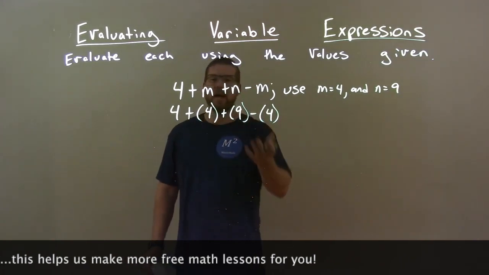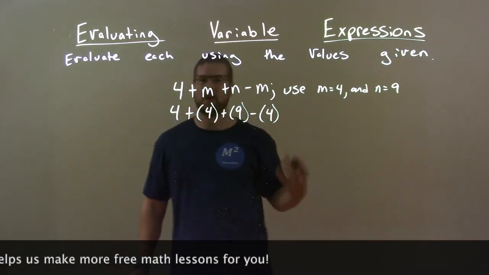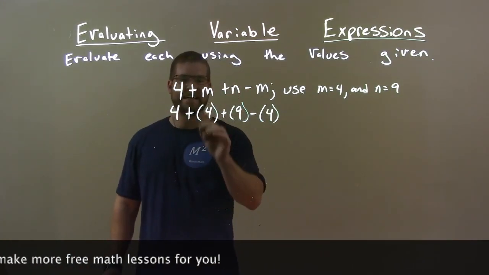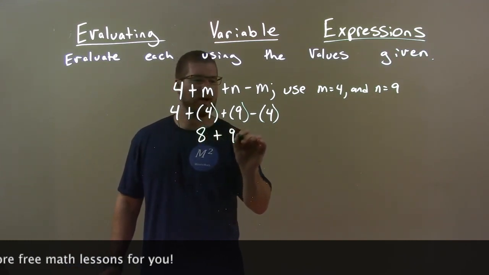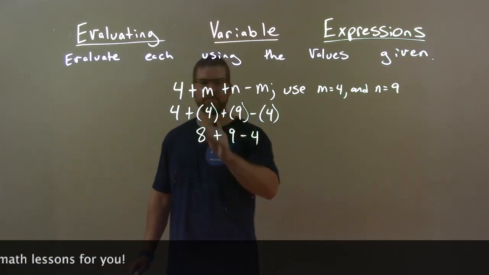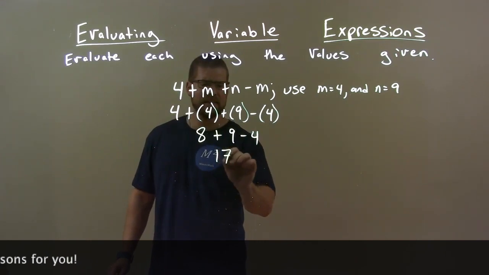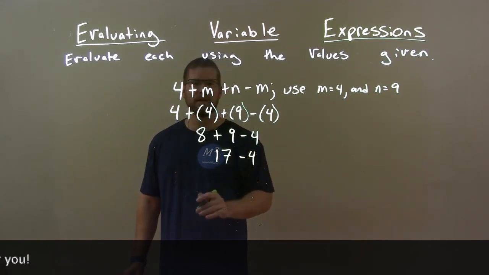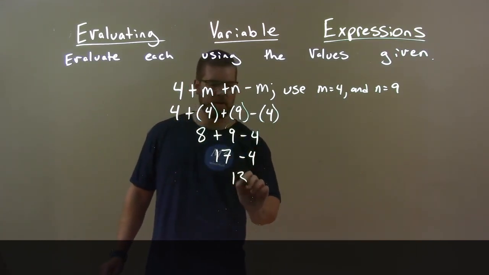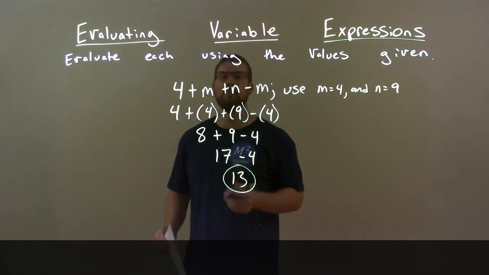Okay, so now we just simplify left to right. 4 plus 4 is 8. Plus 9 minus 4. 8 plus 9 is 17, minus 4. 17 minus 4 is 13. So final answer here is just 13.